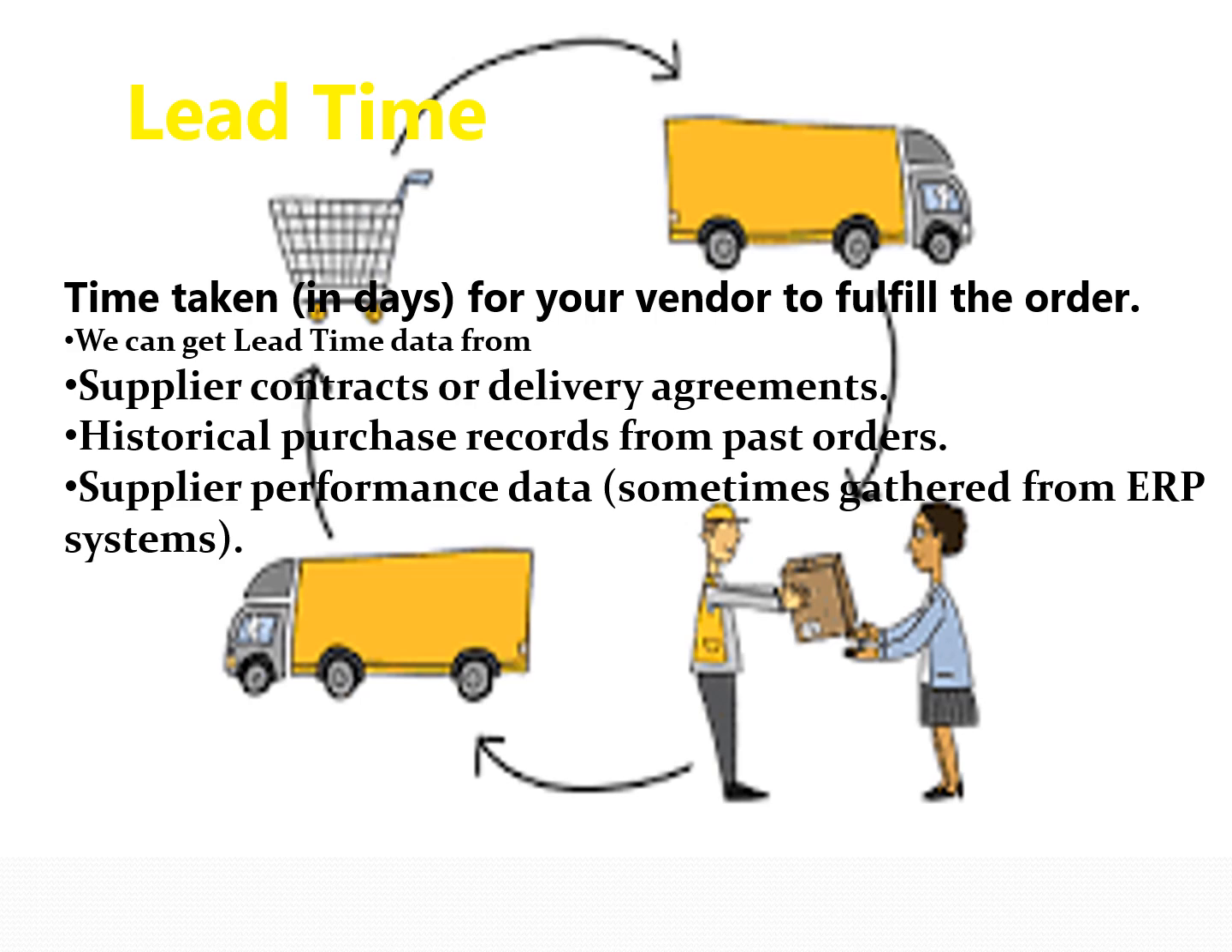The first one is the lead time. It is the time taken in days for our vendor to fulfill our order. And we can get the lead time data from supplier's contract or delivery agreements, historical purchase records from past orders, or supplier's performance data from ERP or other documents.